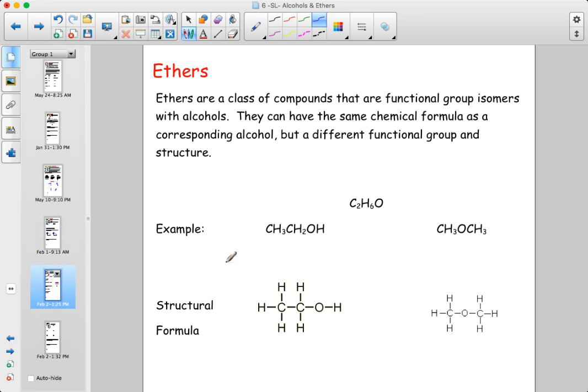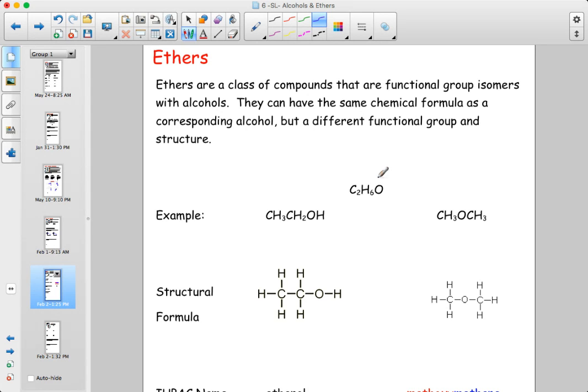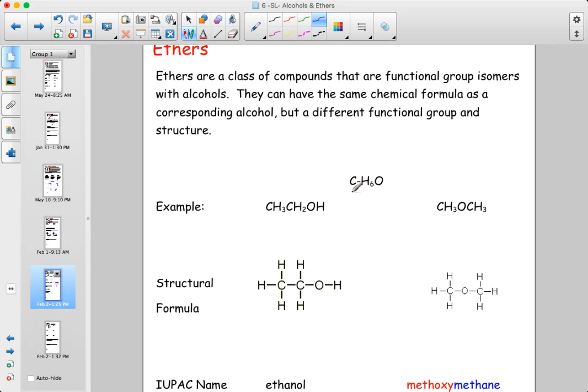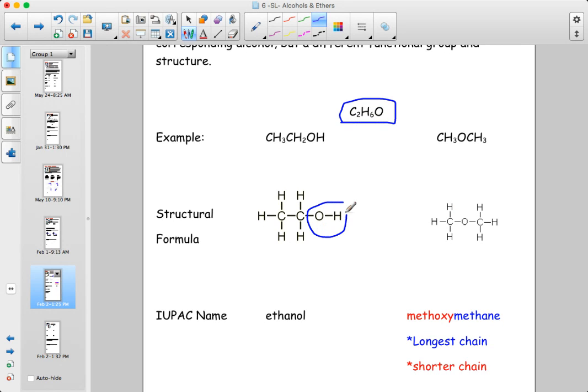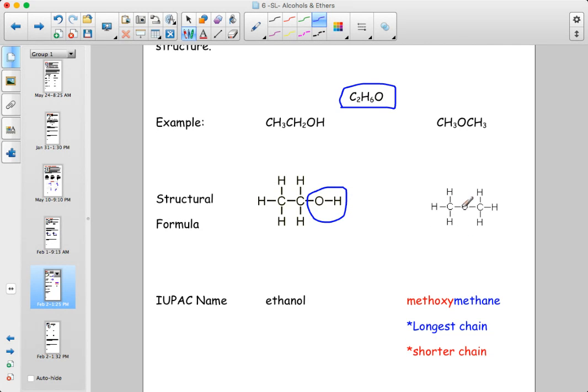Ethers are a class of compounds that are going to have the same chemical formulas as the alcohols, but they have a different functional group. So this chemical formula, C2H6O, you can have an alcohol with that formula, which is ethanol, CH3CH2OH, or you can have an ether that has that chemical formula, and it's a very different type of compound. So the functional group for the alcohols is the hydroxyl group, an OH group. The functional group for an ether is that there's an oxygen single bonded to carbon chain on either side. The ethers have carbon chains on either side. So that's kind of the way to remember it.